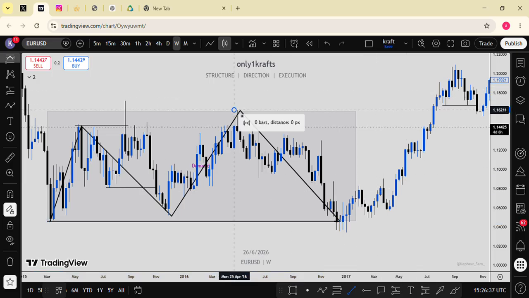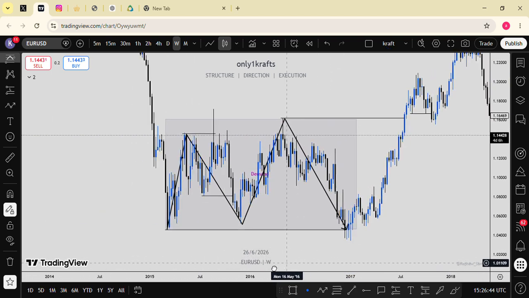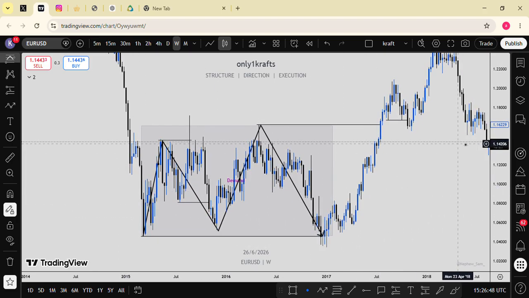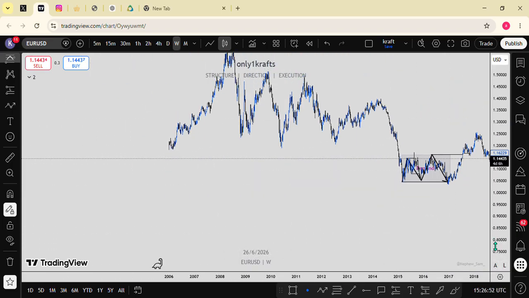This is now where the breakout structure happened. So you can call the breakout structure a displacement also. When price moves in its original direction, it is called a displacement. So what do I mean by this? Look at Euro USD. We've been bearish, right? We sold down to this level.